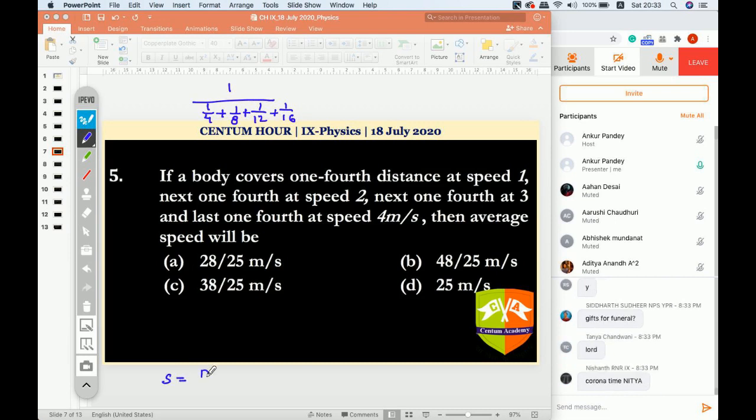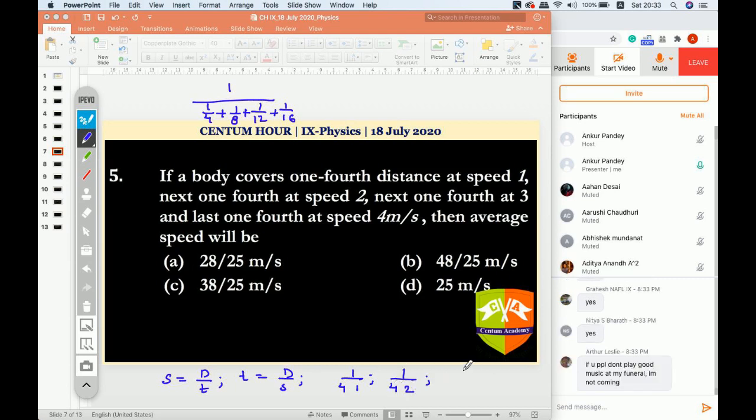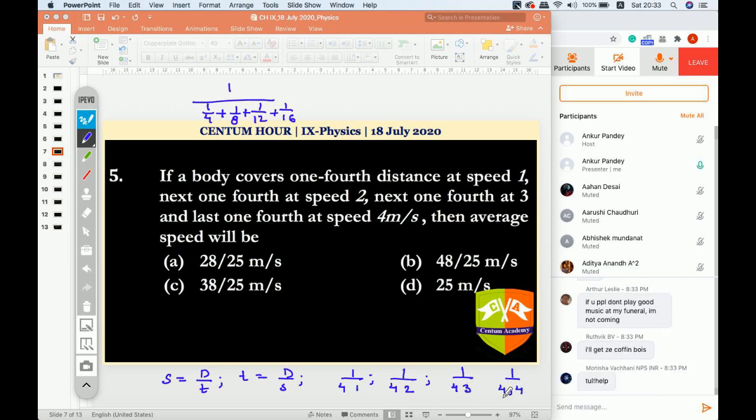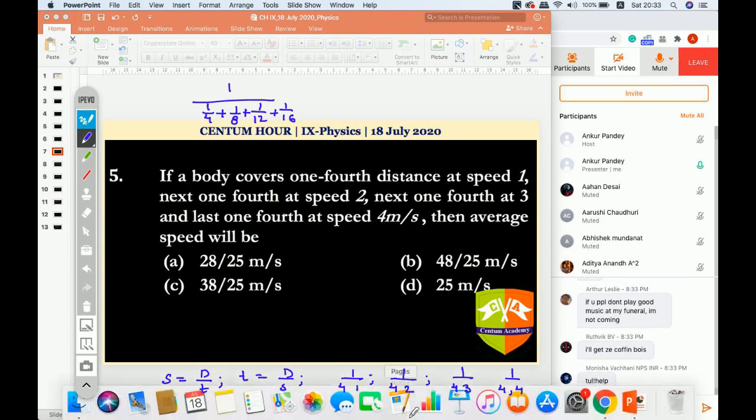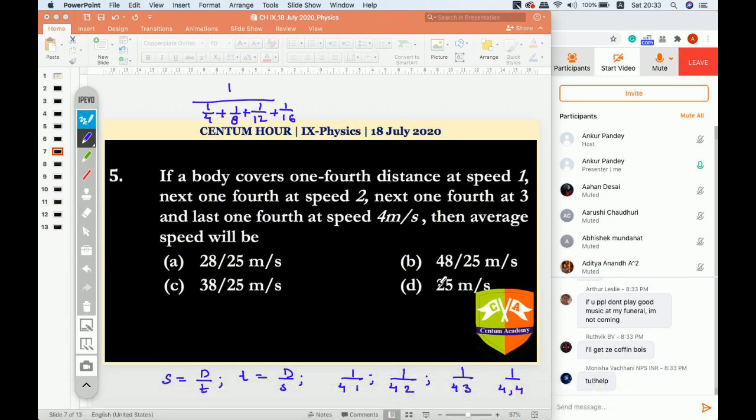Speed is equal to distance upon time. So time is equal to distance upon speed. In the first part, distance is 1/4, speed is 1. In the second part, distance is 1/4, speed is 2. In the third part, distance is 1/4, speed is 3. In the fourth part, distance is 1/4, speed is 4. Got it? With all the ways I have given. Okay.